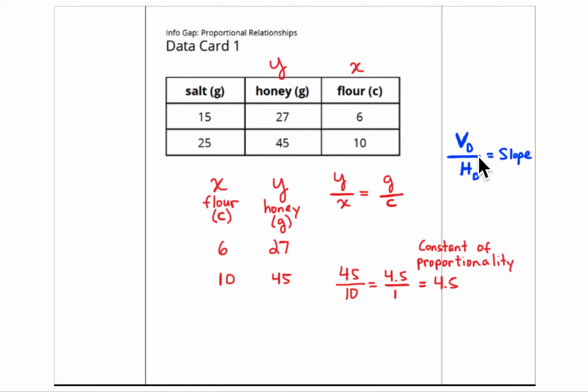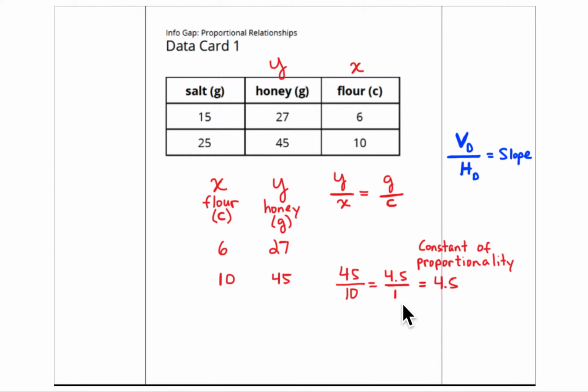All right, so the number of units in the vertical direction compared to the number of units in the horizontal direction is called the slope. That's the number of grams of honey compared to the cups of flour. So you just pick out an easy one to work with, and that's 45 to 10, because that's just 45 divided by 10. So that equals 4.5. For every cup of flour, that's what this 1 means here, you need 4.5 grams of honey.